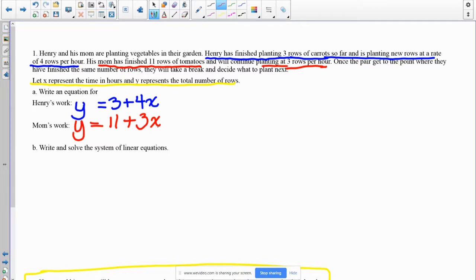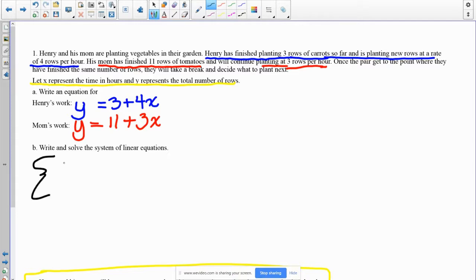Again, if she plants for 1 hour, we'll take 3 times 1 plus 11. So she'll have 14 rows planted. So we want to know what the X is, how many hours it's going to take them to plant the same amount of rows. So we're going to solve it with that system of equations.